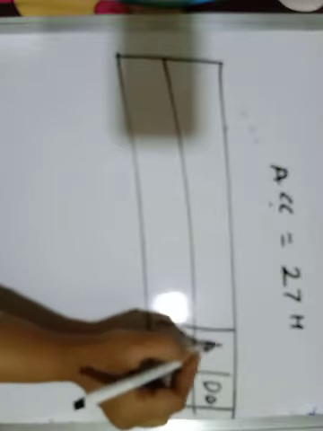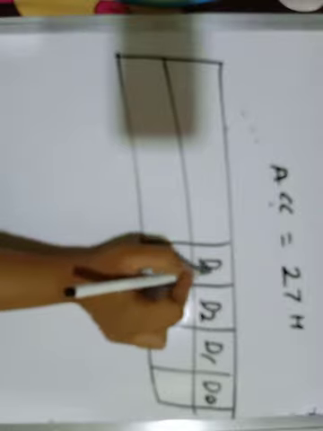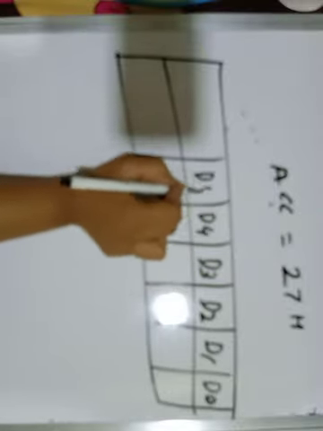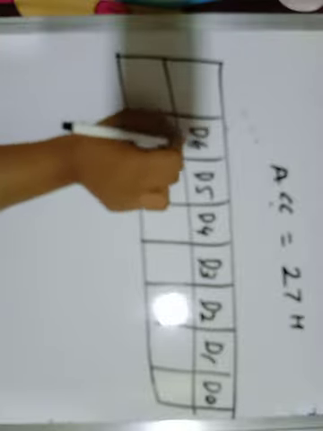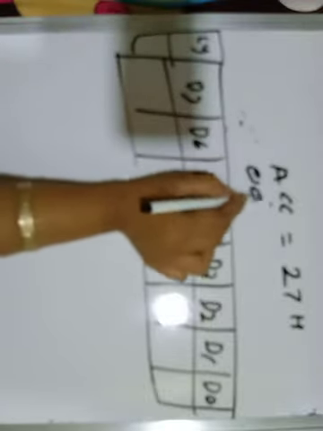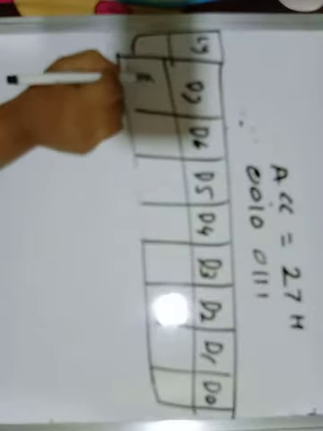Here D0, D1, D2, D3, D4, D5, D6 and D7. This is the carry flag. Now put the bit patterns here. 0 0 1 0, it is 0 1 1 1. So 0 0 1 0 0 1 1 1.